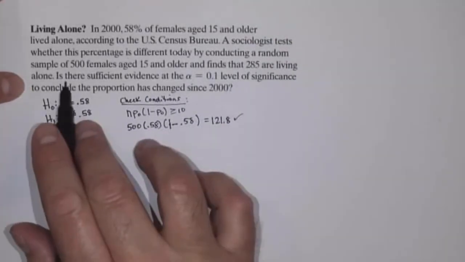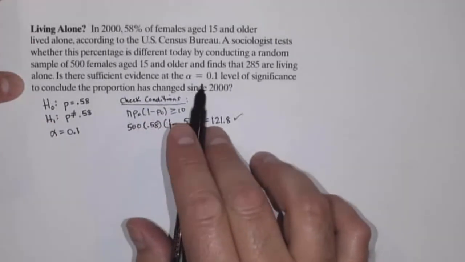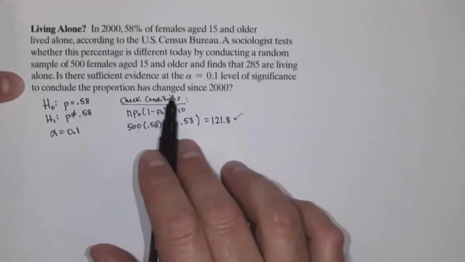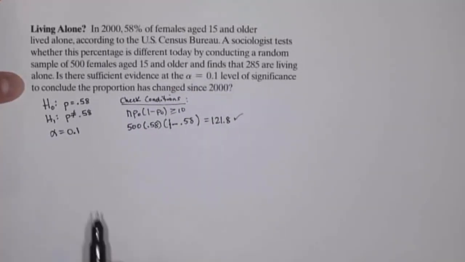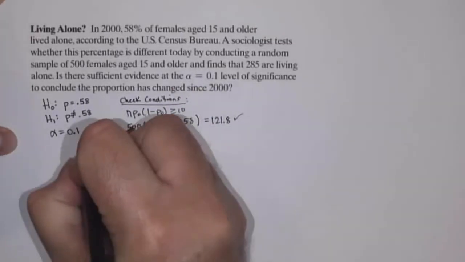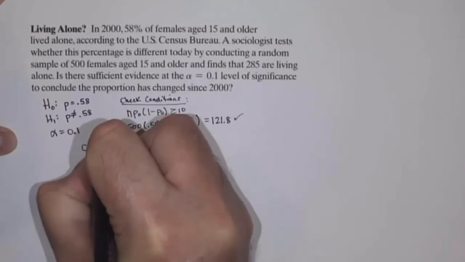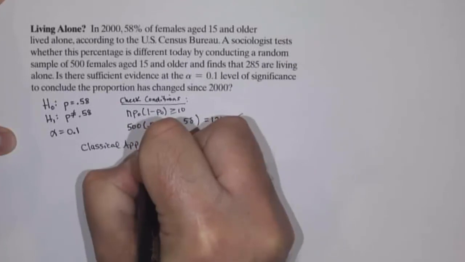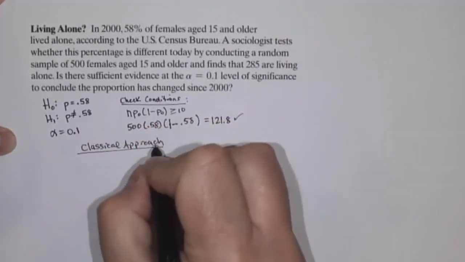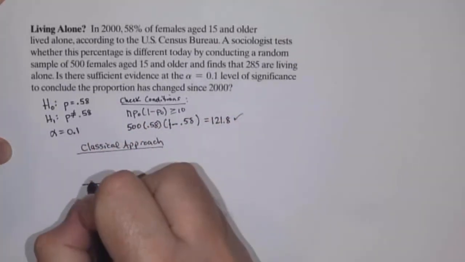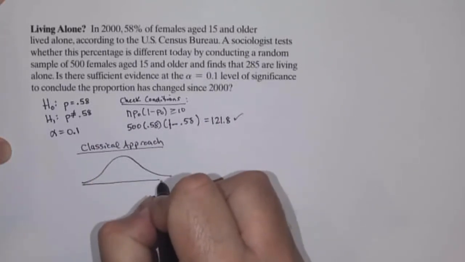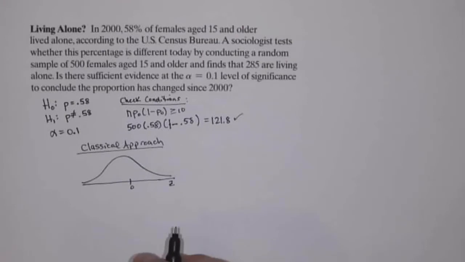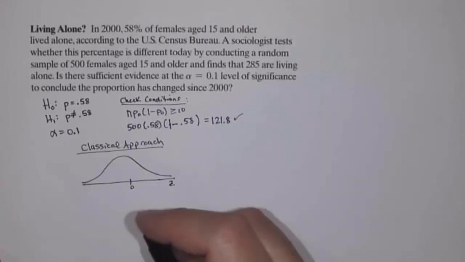And so again, our question is there significant evidence at the alpha equals 0.1 level of significance to conclude that the proportion has changed? Is it now different from 58%? So if I'm going to use the classical approach, then I need to draw my normal distribution, and I need to figure out my critical value or critical values.